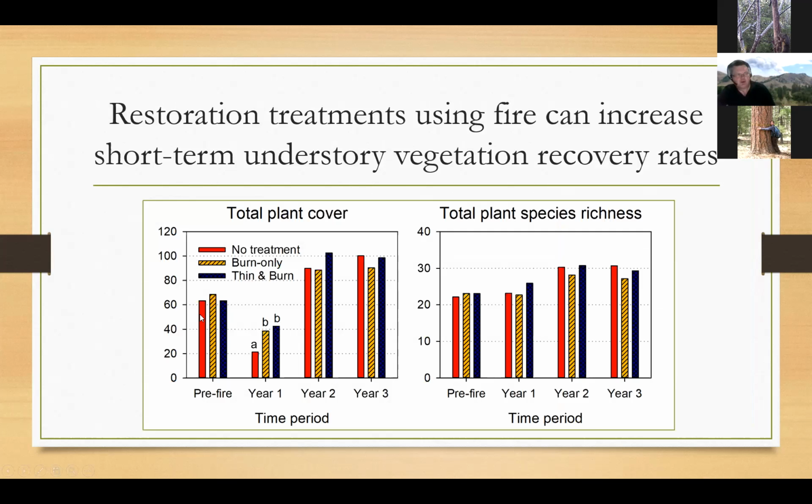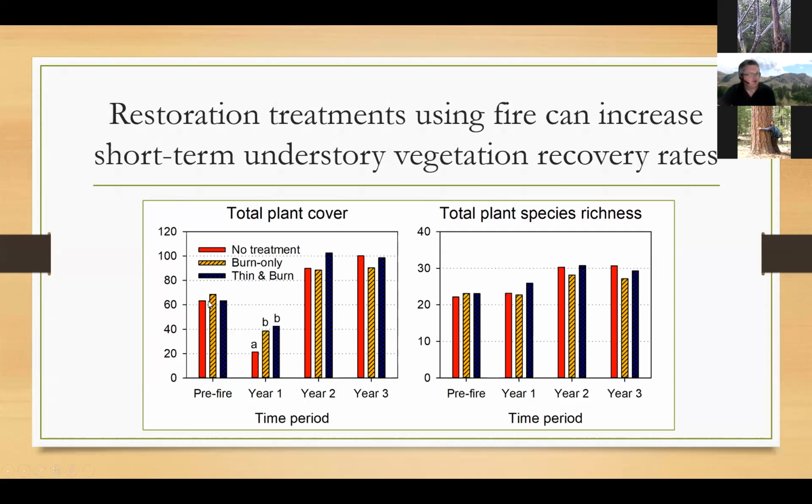Another study we've been looking at, which is a little off topic, shows that restoration treatments' effectiveness can carry through even through a fire. Looking at the 2014 Carlton fire, it burned through some stands that had received restoration treatments about 10 years prior. We wanted to look at how these different treatments, particularly burn only and thin and burn, affect the ability of understory vegetation to recover after fire.